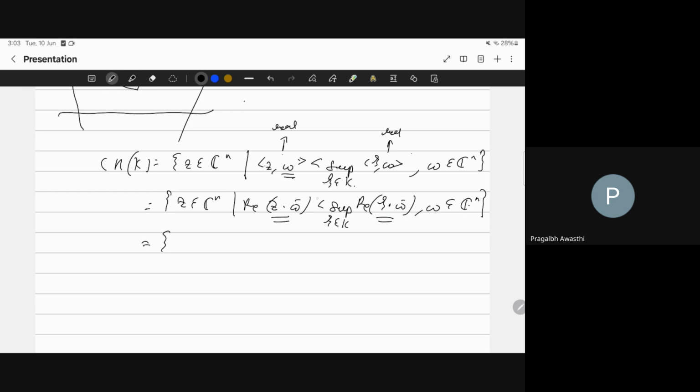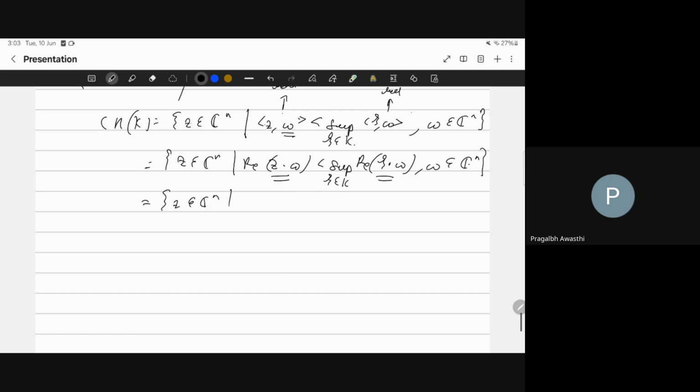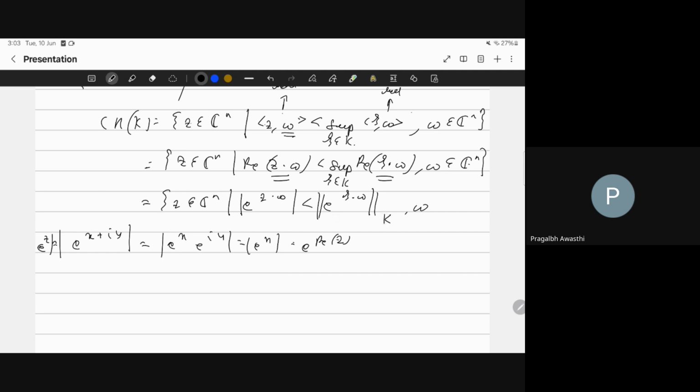Since we are taking all omega in Cn, this omega bar can be removed, and this can be rewritten using the exponential. Remember, the modulus of e power x plus iy is equal to e power x times e power iy, which is e power x, which is e power the real part of z, right? So the modulus of e power z. Using this, we can write this as the modulus of e power z dot w being less than the supremum over K of e power xi dot w, for omega belonging to Cn. So this is another way to write the convex hull of K using a holomorphic function.